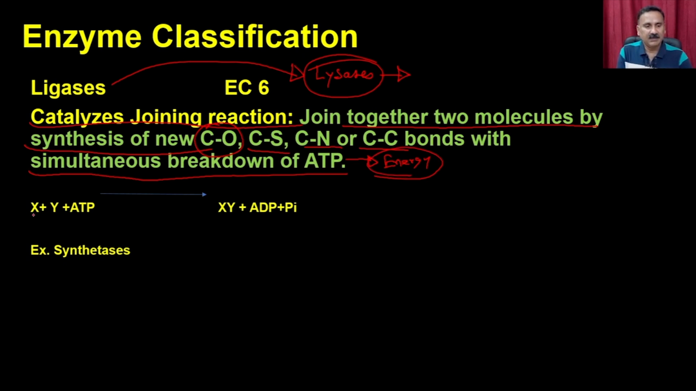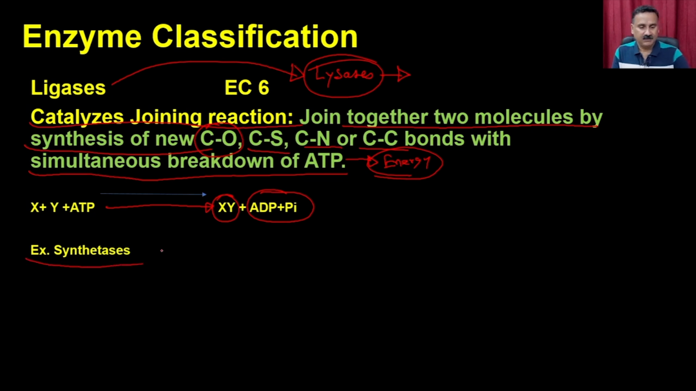So for example, in this case, X plus Y plus ATP, and then it is going to catalyze the synthesis of XY, and the ATP is going to be broken down into ADP plus Pi. When it is breaking down the ATP, it is releasing some energy. That released energy is utilized to activate the bonds onto the X and Y, and that's how the X and Y are forming the bond together.